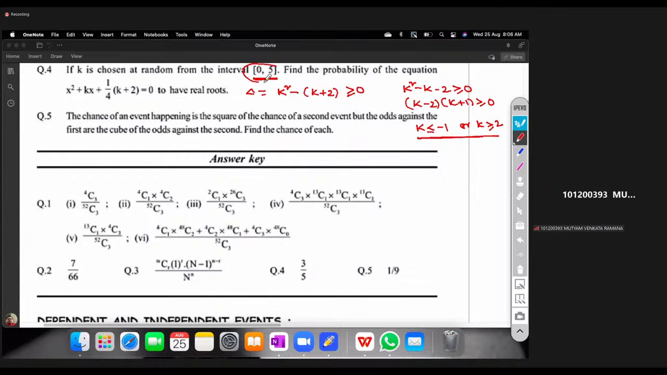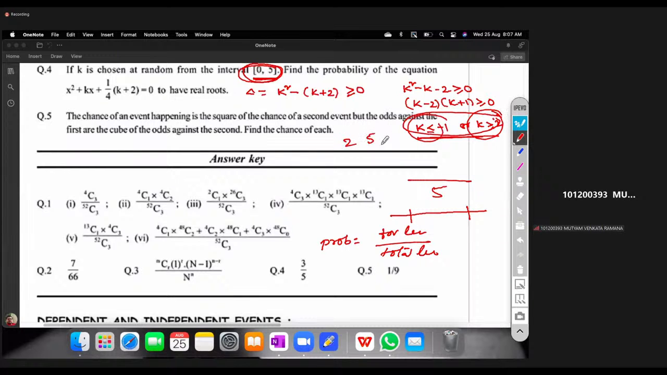So the total interval is 0 to 5, and the favorable interval is this one. When continuous data is there, probability is equal to favorable length by total length. What is the total length? 0 to 5, it is 5 units. But what is the favorable? Negative is not possible, so 2 to 5. What is the favorable length? 3. So the answer will be 3 by 5. Okay.